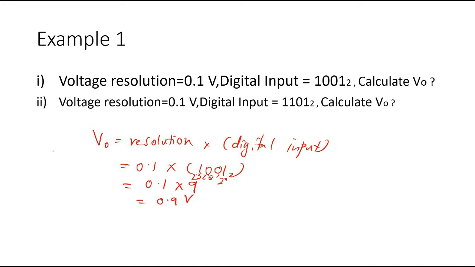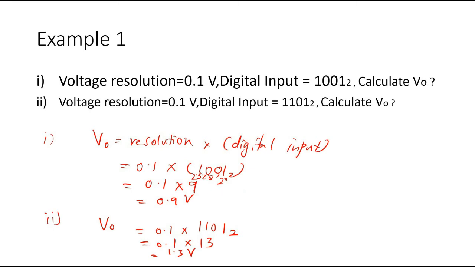And then for the second question, V out equals 0.1 multiplied with 1101 base 2. 1101 in decimal equals 13, so it equals 1.3 volts.